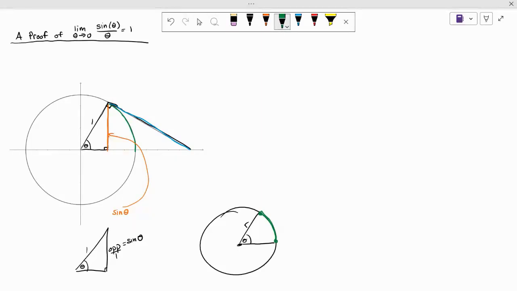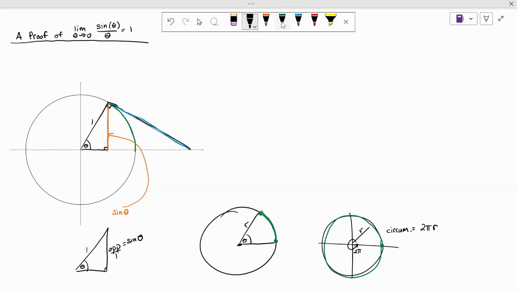If the angle theta is 2 pi, then you've gone all the way around, right? And then the length we're referring to is exactly the circumference. And the formula for that circumference is 2 pi times radius, right?